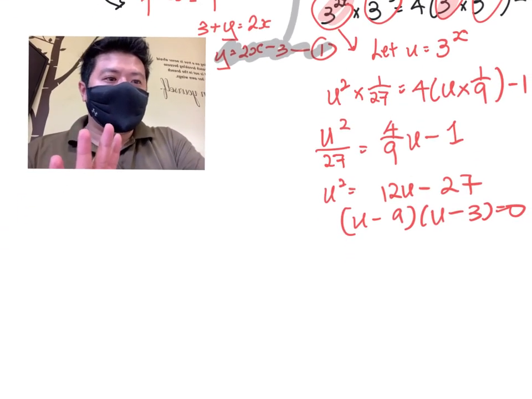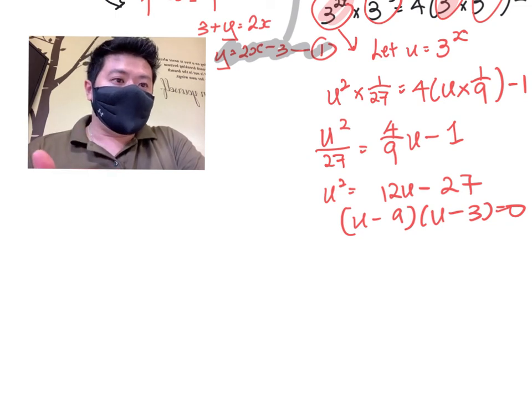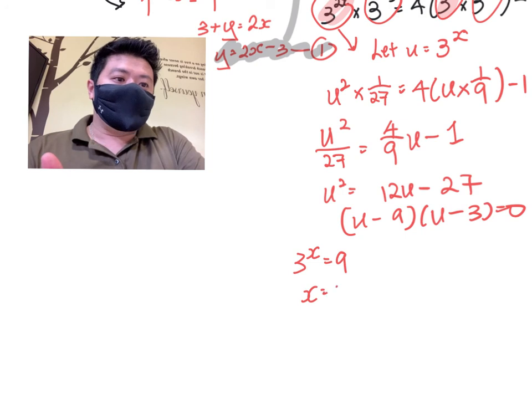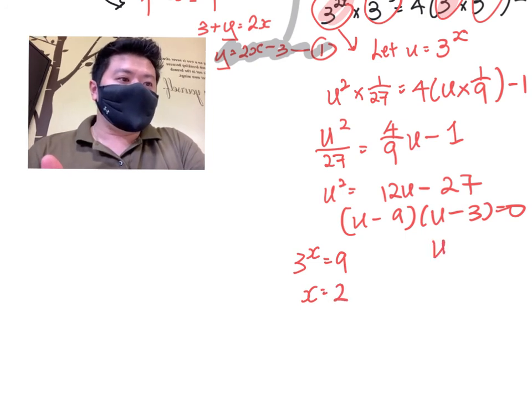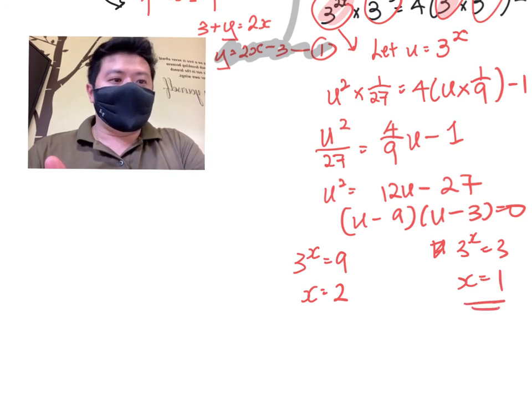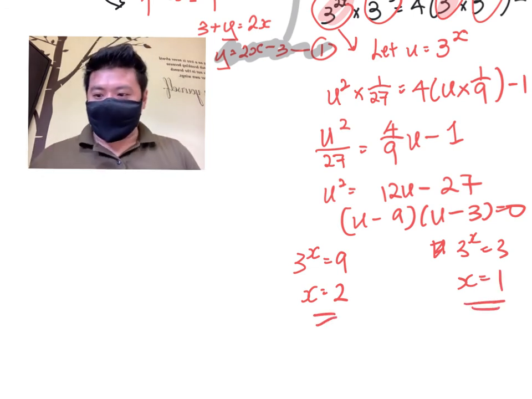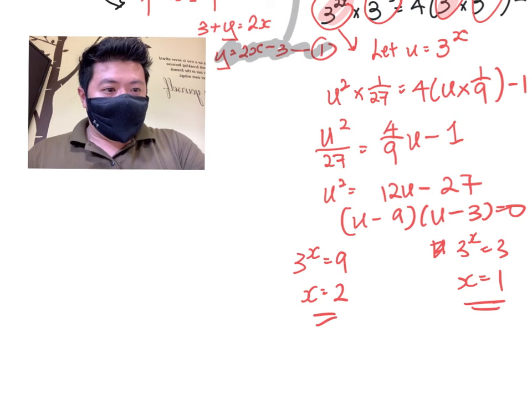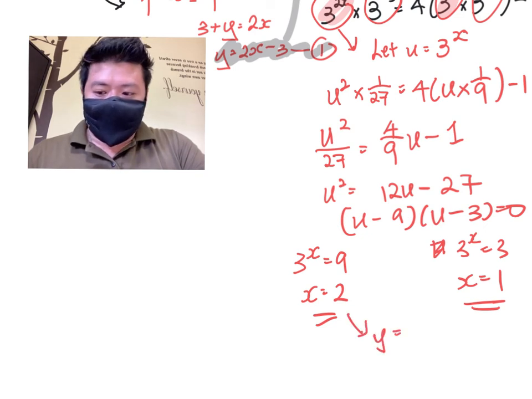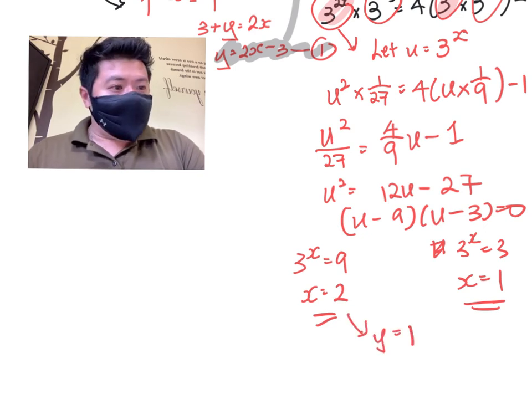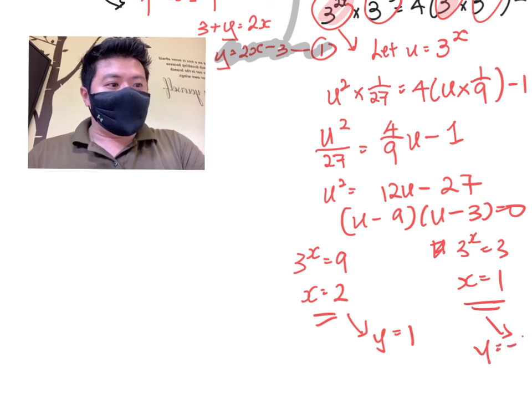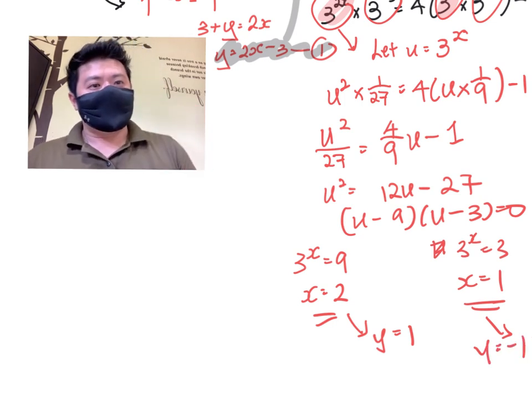Now continue subbing it. Sub back your u to be 3 power x. 3 power x equals to 9. Your x will be equals to 2. Quick math, so 3 power x equals to 3, x equals to 1. So from here, you have the two answers, x equals to 2, x equals to 1. You should be able to get, sub back into the equation, y will be equals to 1, and from here, y should be equals to -1. Okay, so that's for this question. Okay, thank you.